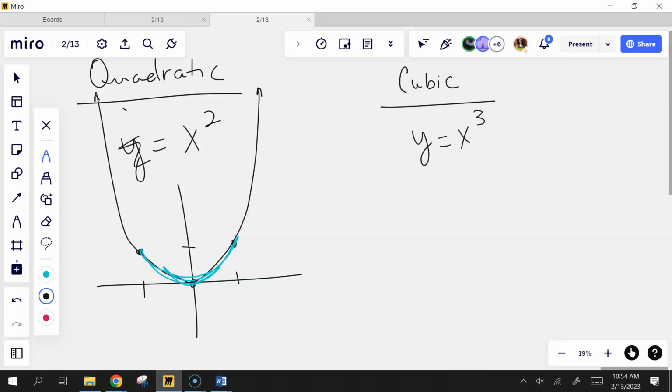No, but it should be f of x, I'm sorry. Yeah, make sure it's f of x, just because they're functions. I get ahead of myself.